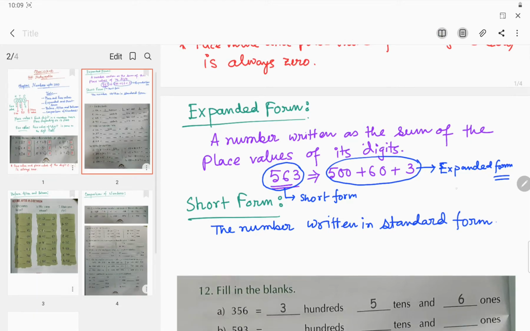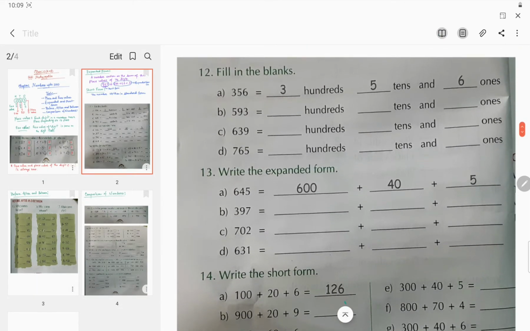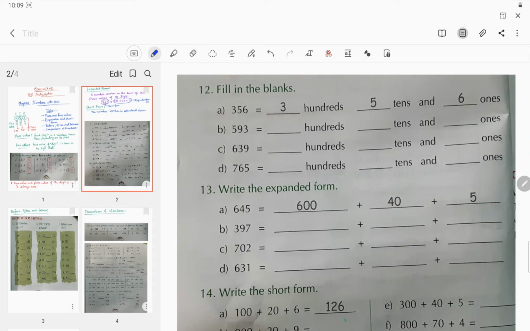Clear? Now let's move to the problem that is on your page number 56. Fill in the blanks. Question A is already solved. Now I will solve question number B. It is given 593. That means 5 hundreds, 9 tens and 3 ones. So this is the expanded form. 639 means 6 hundreds, 3 tens, 9 ones.